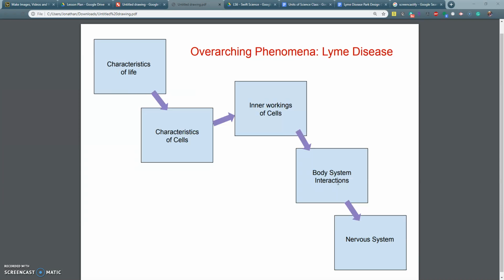From there, we built further up to body systems, where students didn't really focus too much on any one system in particular, but more focused on the interactions between the systems. How do the systems work together? Why do the systems need each other? And could an organism live without having all the systems?